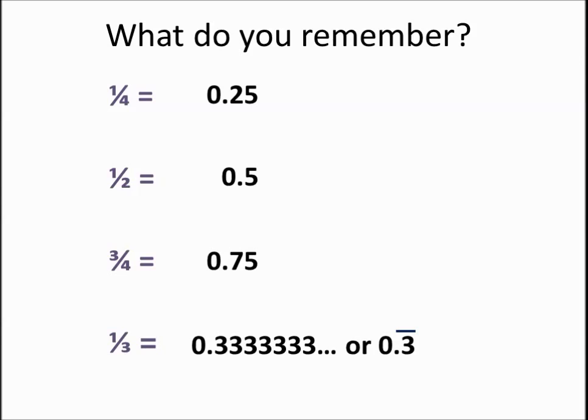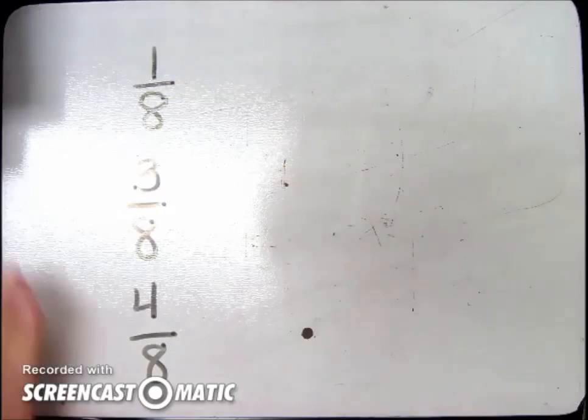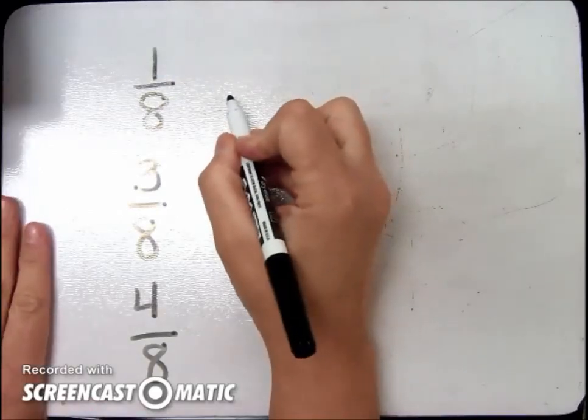Those are the ones that we already know. Let's look at how we can find the decimals for the other ones that we don't know yet. Here are the first 3 examples that say find the decimal value for each fraction on your worksheet. And I'm just going to show you how we will do that using division. So, long division.